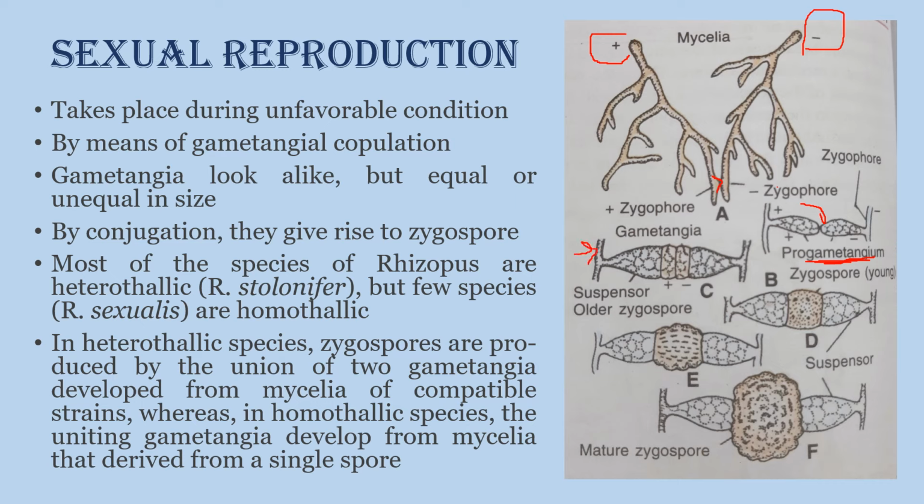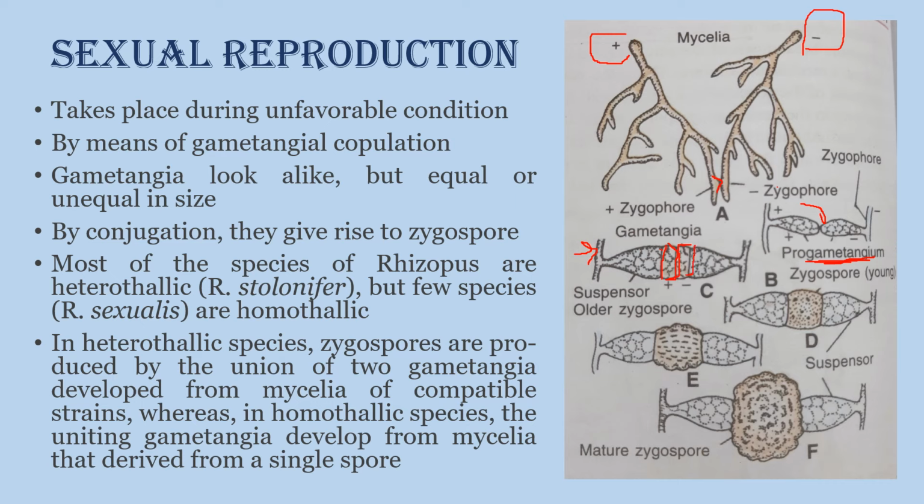In this diagram we are seeing that once the protuberance is formed, the tip regions of the protuberances get opposed to one another, and the tip regions show swelling. This swelling is due to accumulation of dense cytoplasm rich in nuclei. After this swelling is formed, there is a septation formed in each of the progametangia.